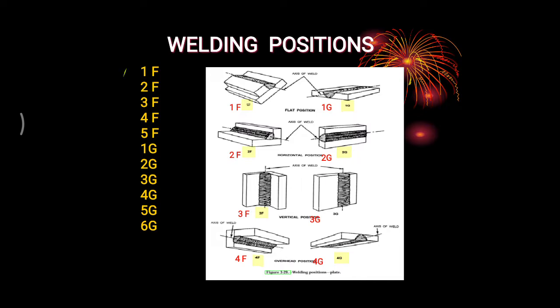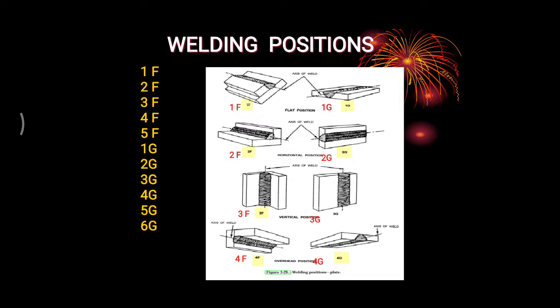On the left side you can see the numbering 1, 2, 3, 4 up to 5, and 1, 2, 3, 4 up to 6 for G. The suffix F is for the fillet joint and G for the groove joint. Earlier we studied what a fillet joint is: one plate is perpendicular to another and both edges are flat, and the groove has one end or both ends inclined. So keep a watch on that.